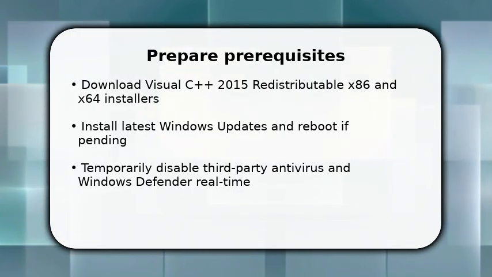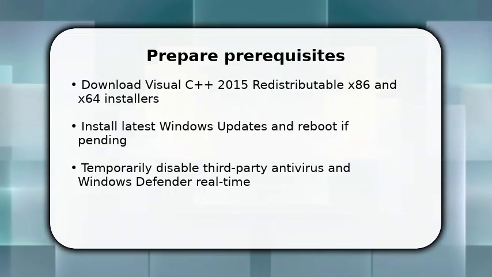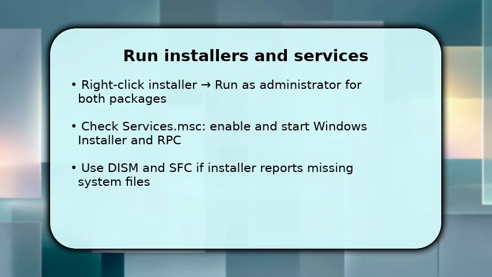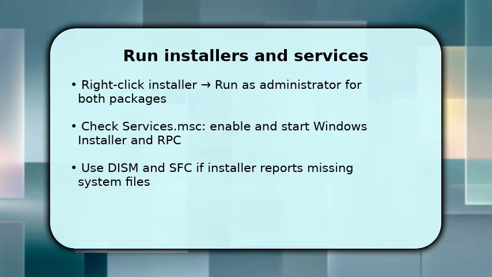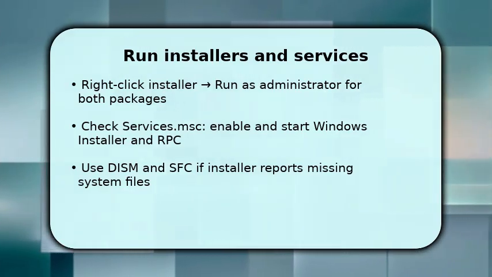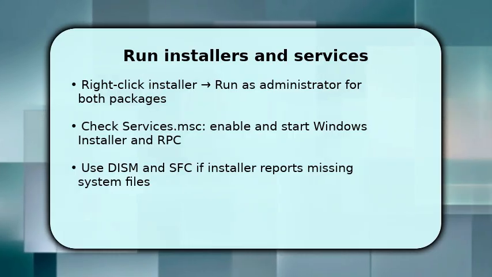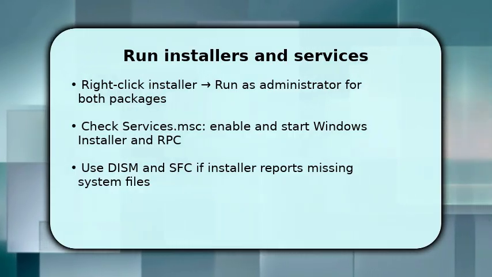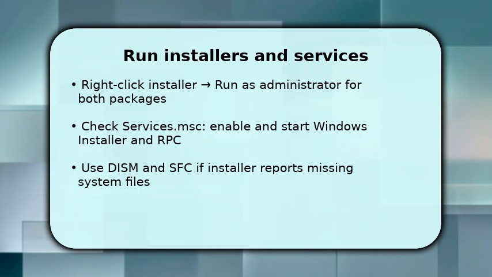Now run each installer as administrator. Right-click and choose Run as Administrator to grant necessary privileges. While installers run, open services.msc and confirm Windows Installer and RPC services are set to automatic and running. Installers fail when those are stopped.